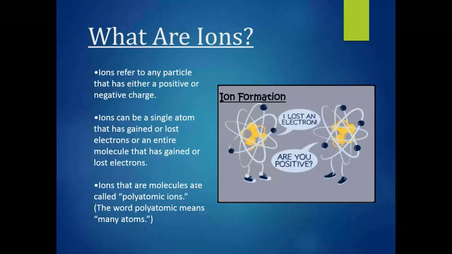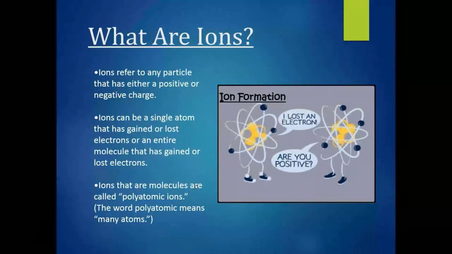So if an atom gains an electron, it gains a negative charge, and therefore it becomes negative. If it loses an electron, it becomes positively charged. If you lose, let's say you're a negative person, if you lose your negative attitude, you become a positive person, right? So that's one way to think of it. It kind of helps. I don't know.